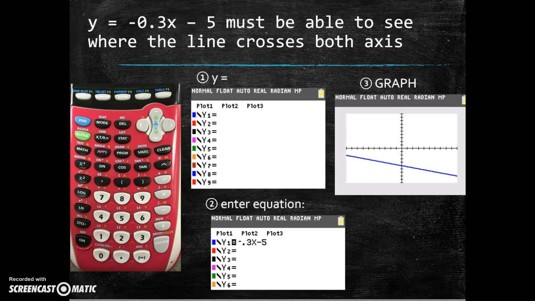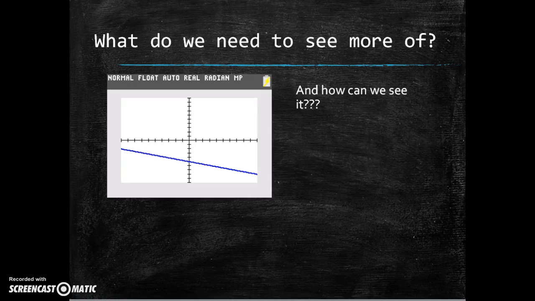So our thing is you need to be able to see where your graph crosses both axes. So I need to be able to see where it crosses the y-axis, which I can see for this one, and where it crosses the x-axis. That is a problem. It looks like it should cross probably right around here, but I want to see that for myself. So you kind of have to ask yourself this question. What is it that I need to see more of, and how can I see it? So if this is my graph, what do I need to see more?